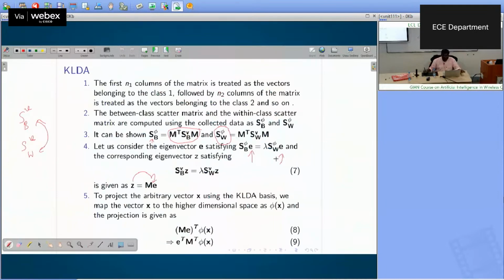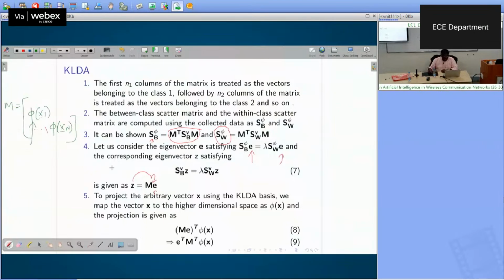So don't get confused. Once this E is known, I can simply use M into E to get Z. Job over. You may again think, but what does matrix M consist of? Matrix M consists of the vectors in the higher dimensional space. Then you will ask me the question: you said phi is not needed, but now I am having that phi, right?